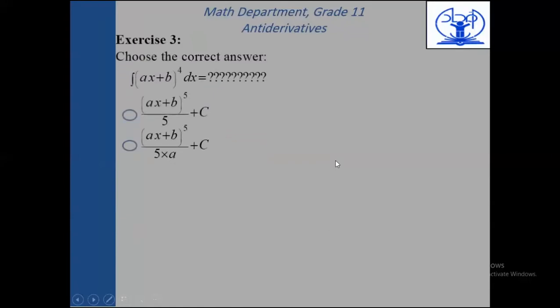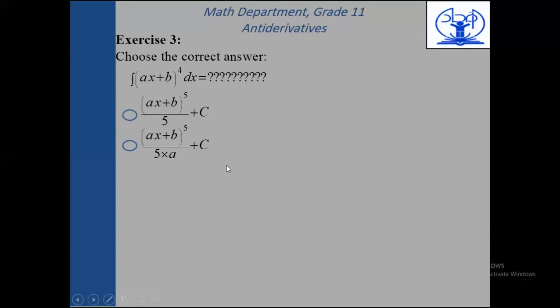Exercise 3. Choose the correct answer. What is the integral of (ax plus b) all to the 4? Notice here, this is not x to the 4. Actually, this is u to the 4 dx. But what is remarkable about u here? u is just a linear expression. Could the answer be (ax plus b) to the 5 over 5? So the student here, if you choose this answer, is dealing with ax plus b as if it's x. But this is not the rule. Is it (ax plus b) to the 5 over 5a?